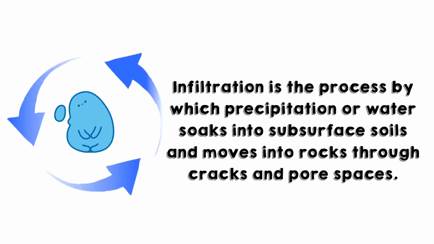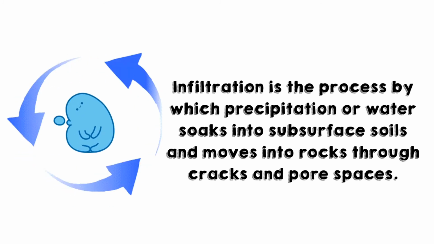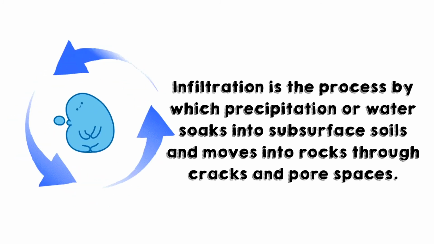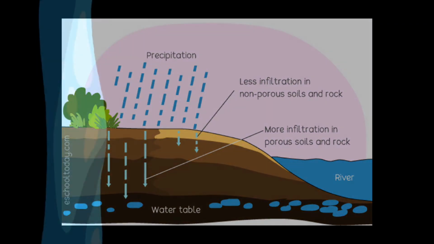Infiltration is the process by which precipitation or water soaks into subsurface soils and moves into rocks through cracks and pore spaces. The bulk of rainwater and melted snow end up infiltrated. Water may get absorbed by the soil and may stay in the soil for a long time until it gradually gets evaporated. If there are a lot of vegetative covers or green plants, the infiltrated water can also get absorbed by plant roots and later transpired. Infiltration occurs in the upper layers of the ground but may also continue further downwards into the water table.